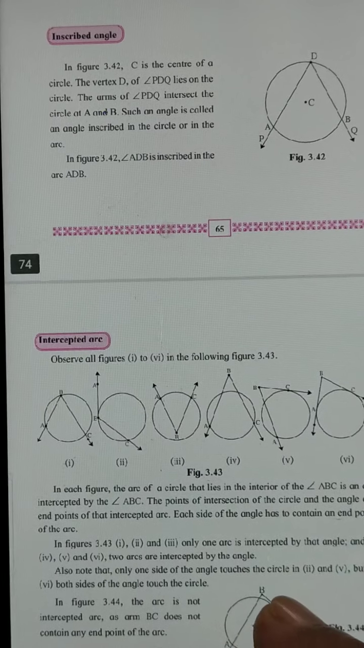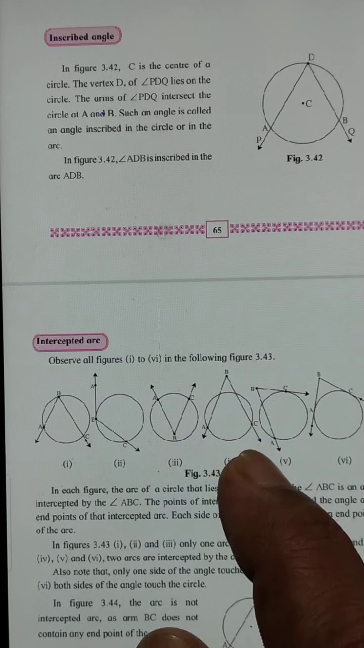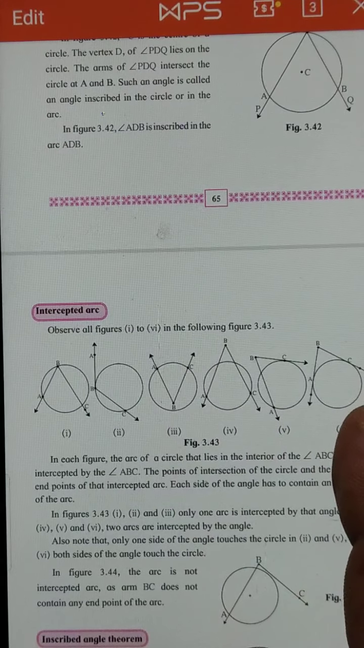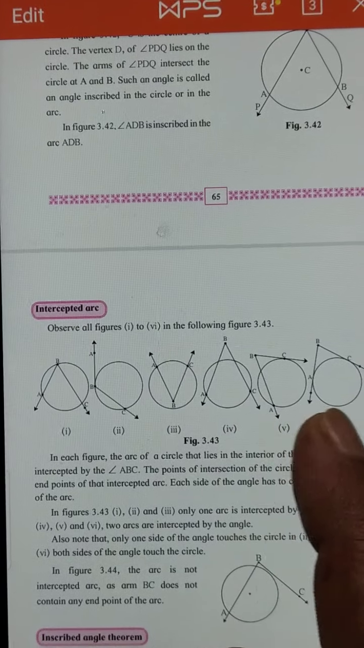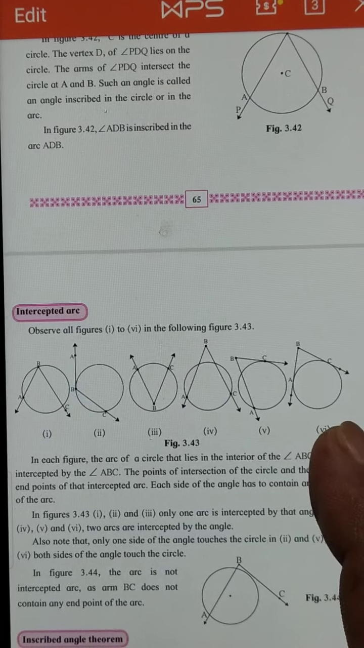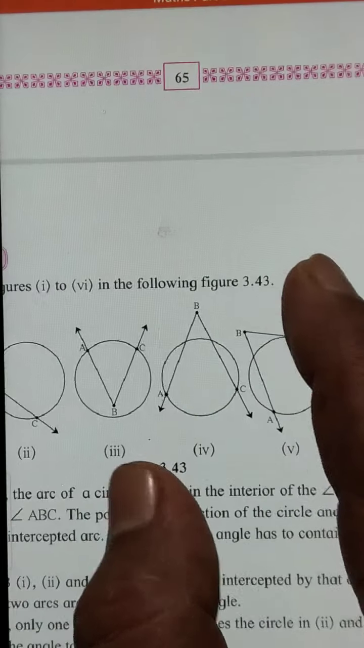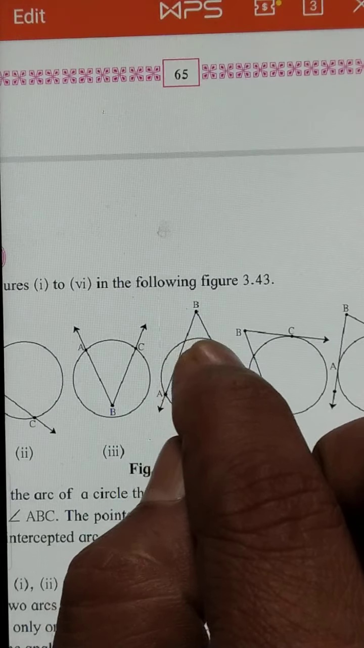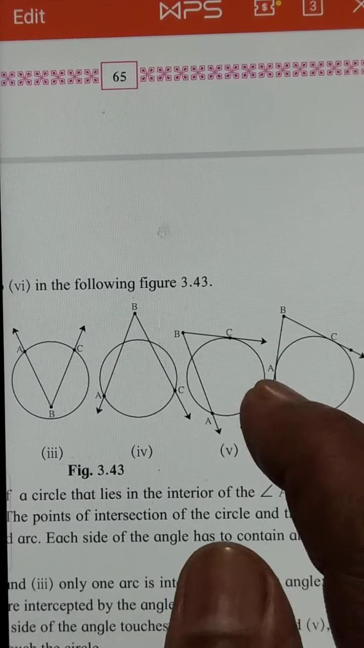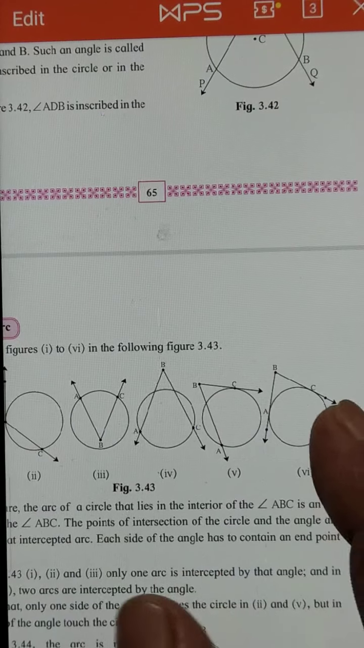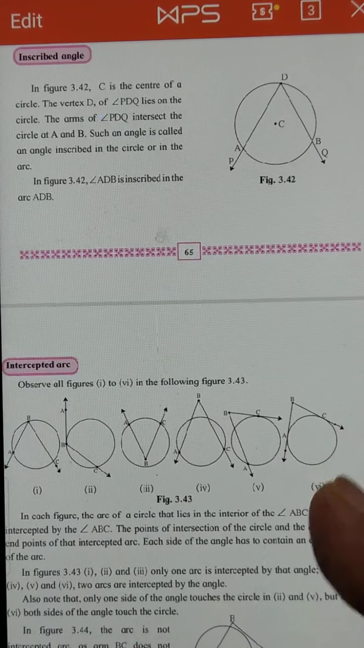And in the figures 4, 5 and 6, you can see that here 2 arcs are intercepted by the angle. Let us see here, this one is 1 and this one is second. Here 1 and second, means here 2 arcs are intercepted by the angle.